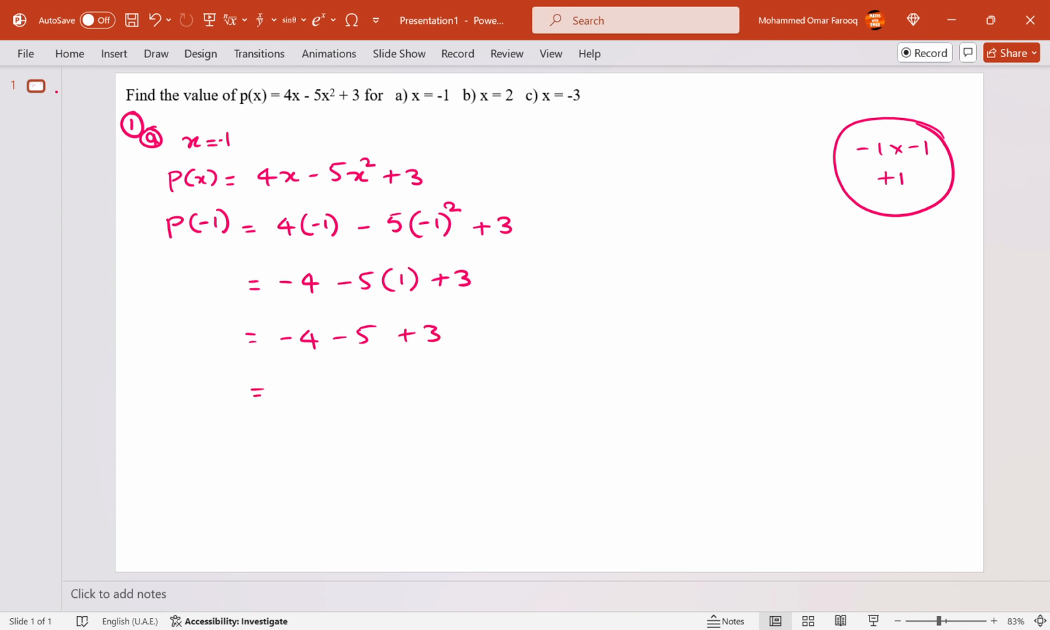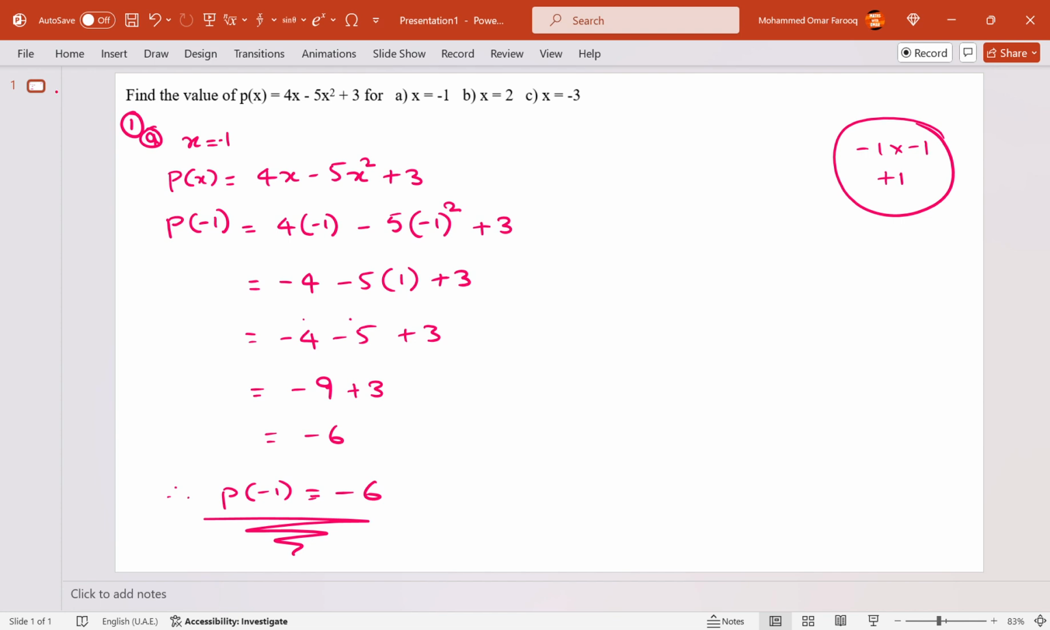So that is equal to minus 9. Both are negative, add them and keep the negative sign. Minus 9 plus 3 equals minus 6. So therefore, P of minus 1 is equal to minus 6. So this is the answer. I hope you can do the remaining two options. If you have doubt in that, you can ask me. Okay, I'll go to the next question.